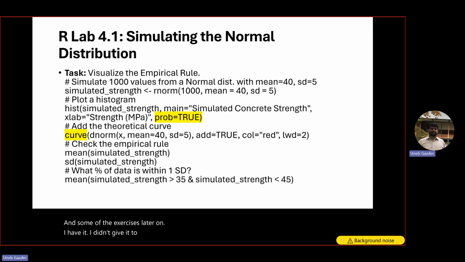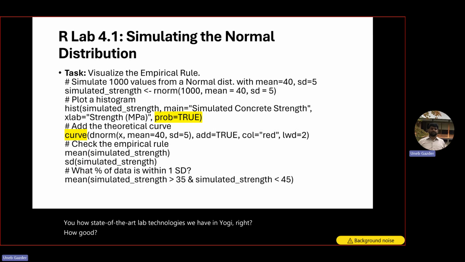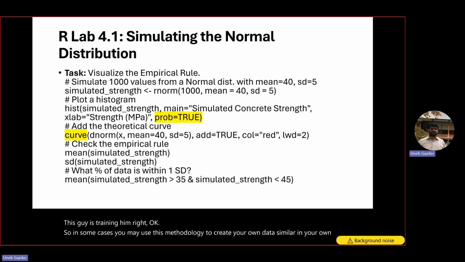But in some cases in your research, for example, you know how state of the art lab technologies we have in UOB, right? How good our labs are. Test anything, right? Okay. So in some cases, you may use this methodology to create your own data, simulate your own data. Okay, this can be done.